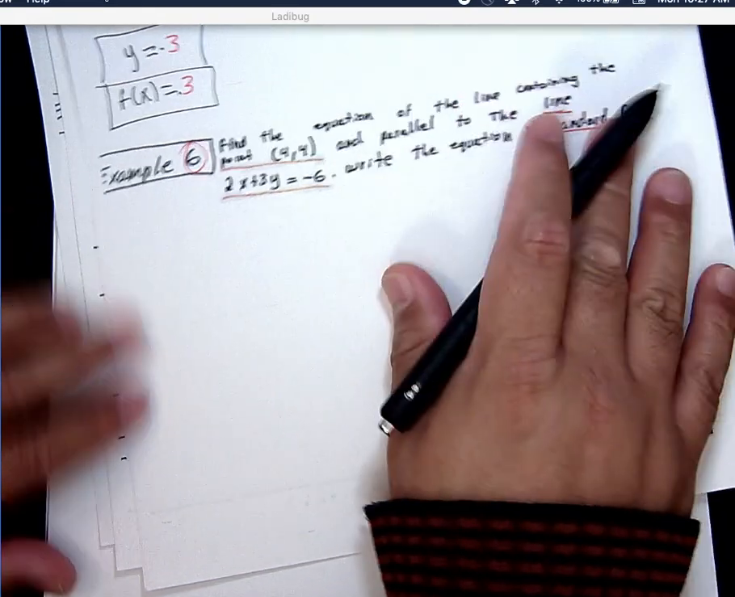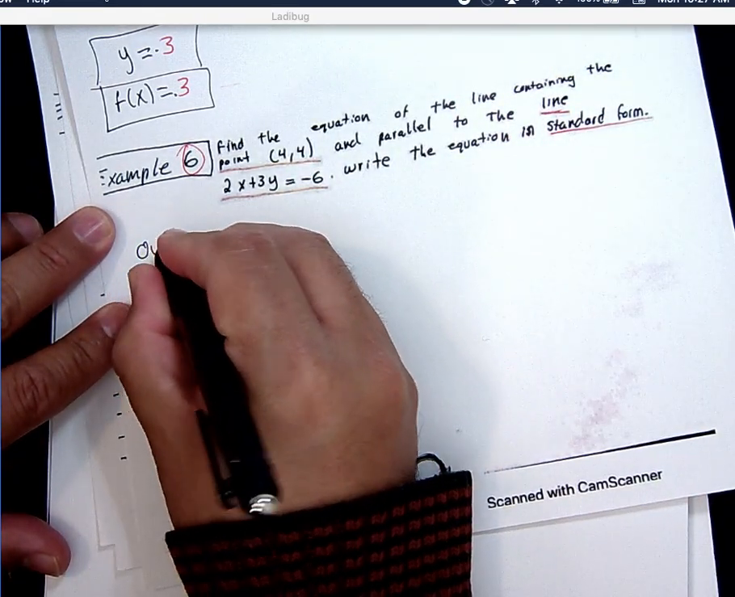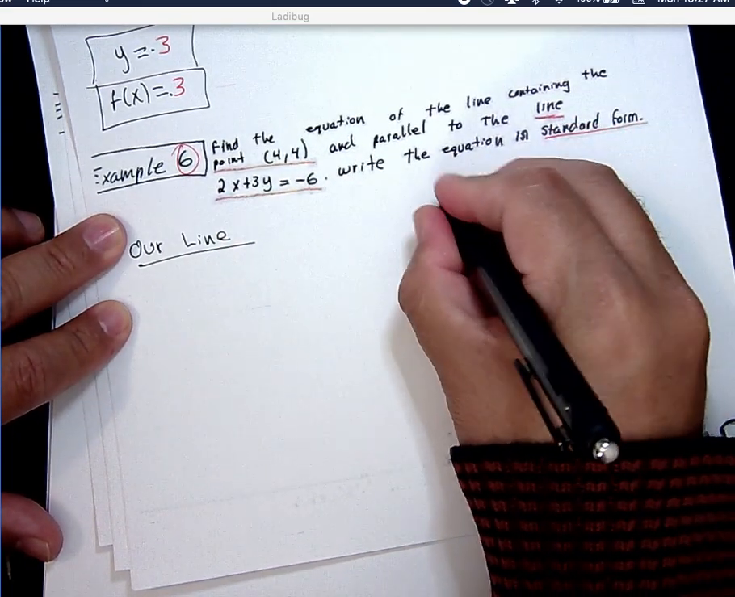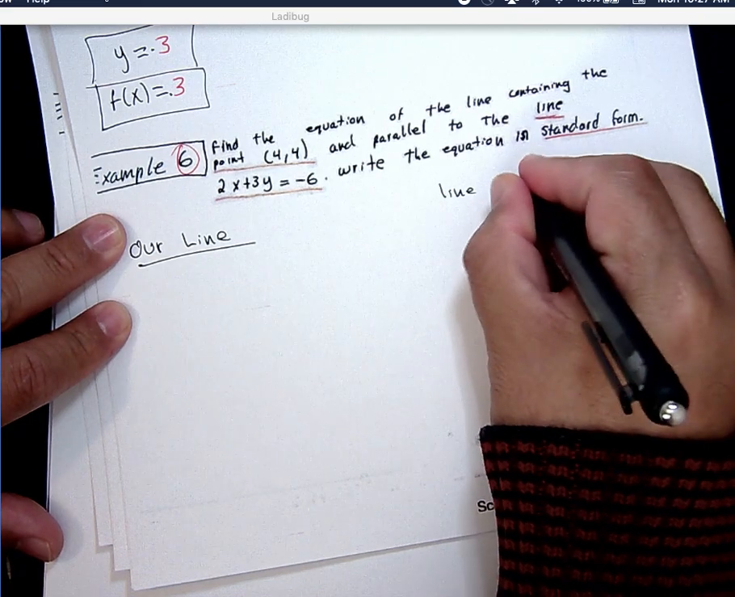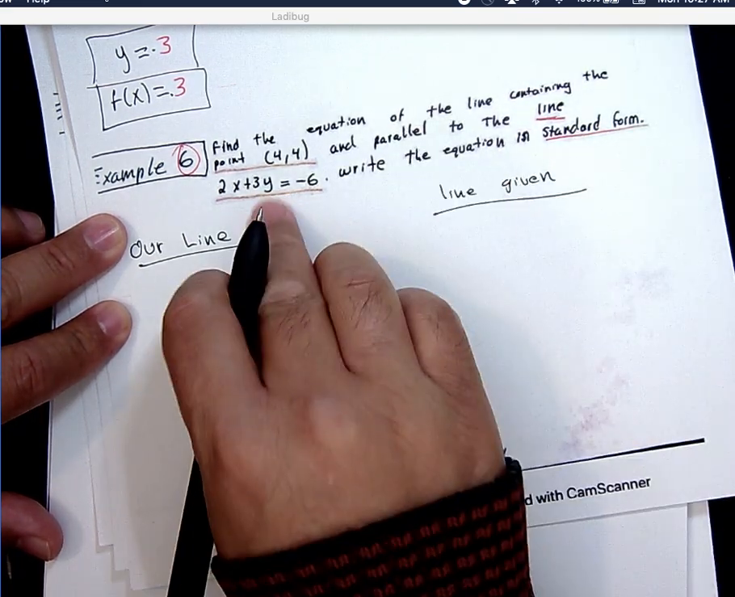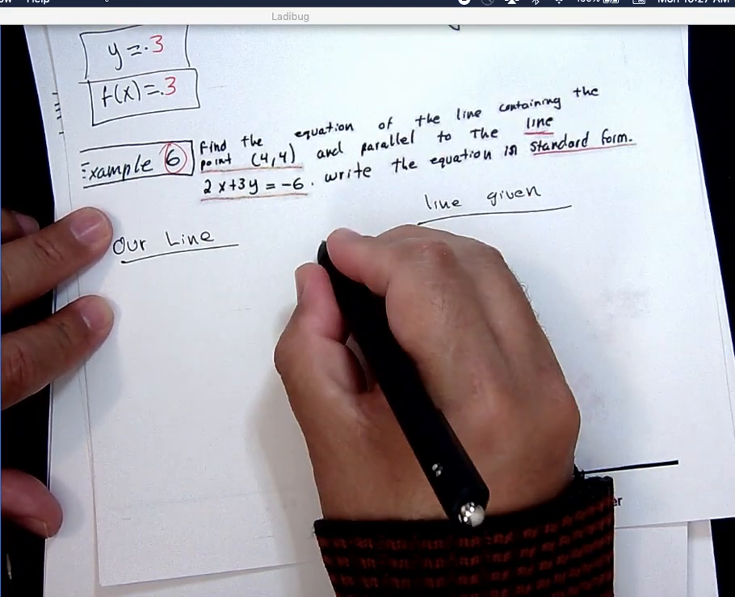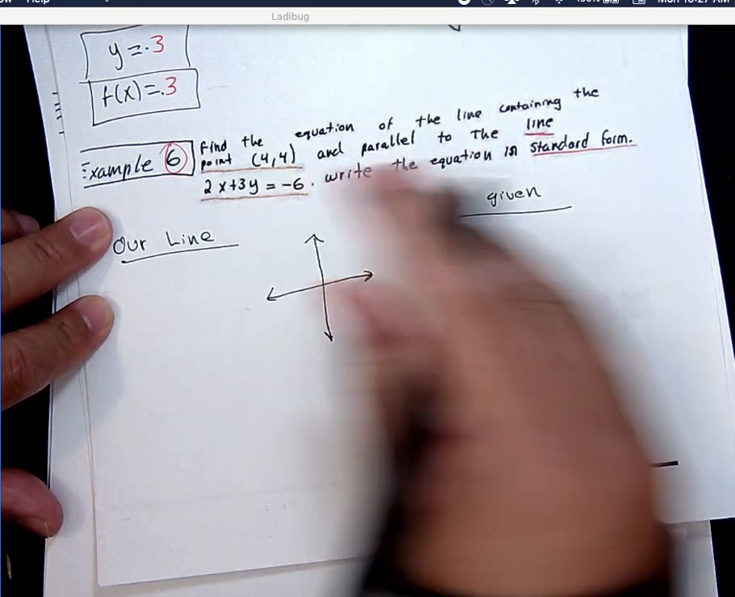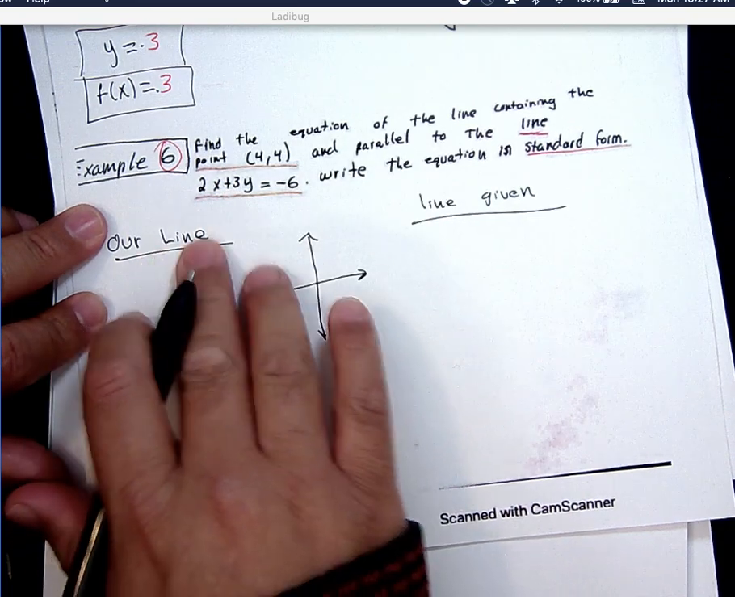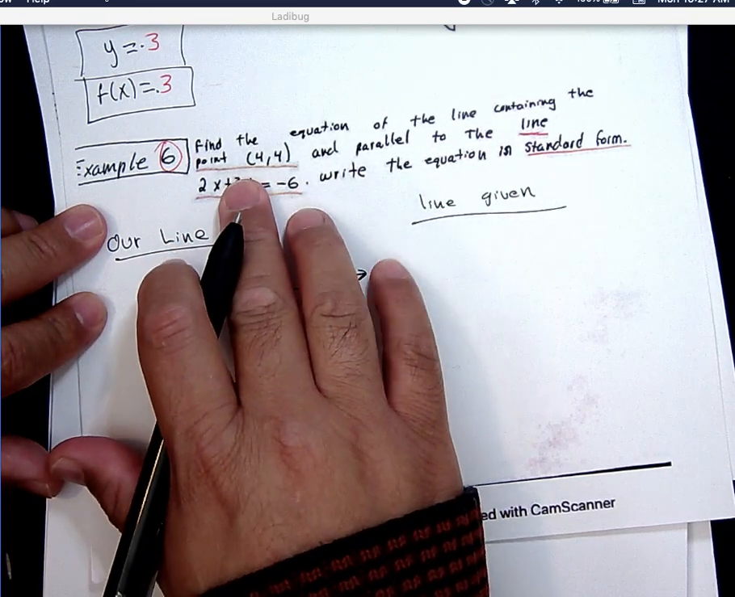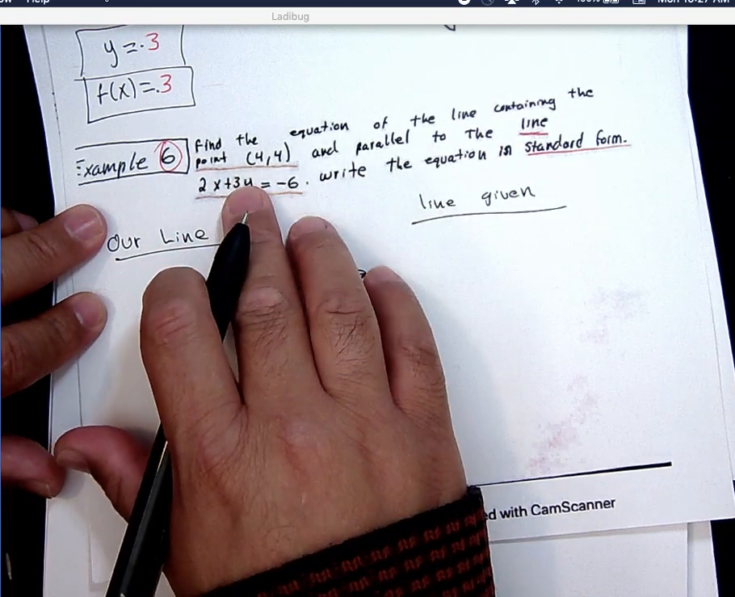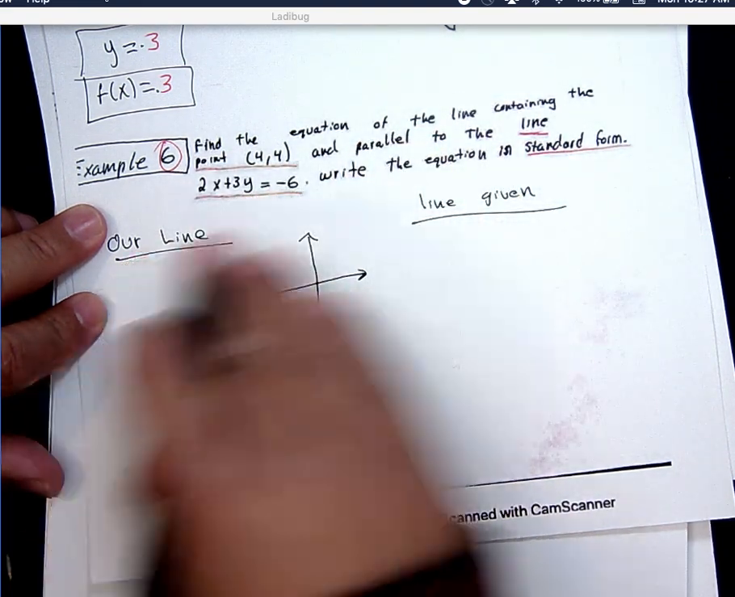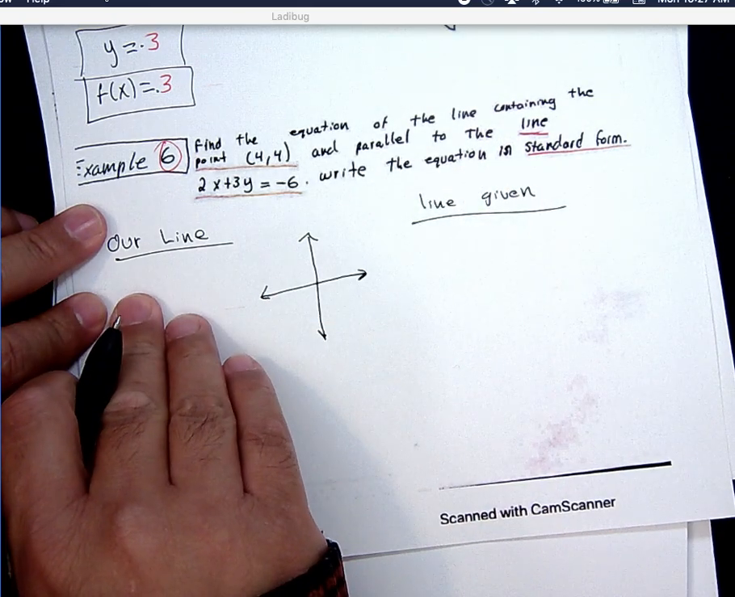Okay, so I'm going to put here our line, and then this is a line given. So this is a line they gave you. And they're parallel, so that means they have the same slope. So in order to find the slope of our line, we would need to find the slope of this one. Since you know the slopes of our line and this line are equal, you would be finding the slope of our line.